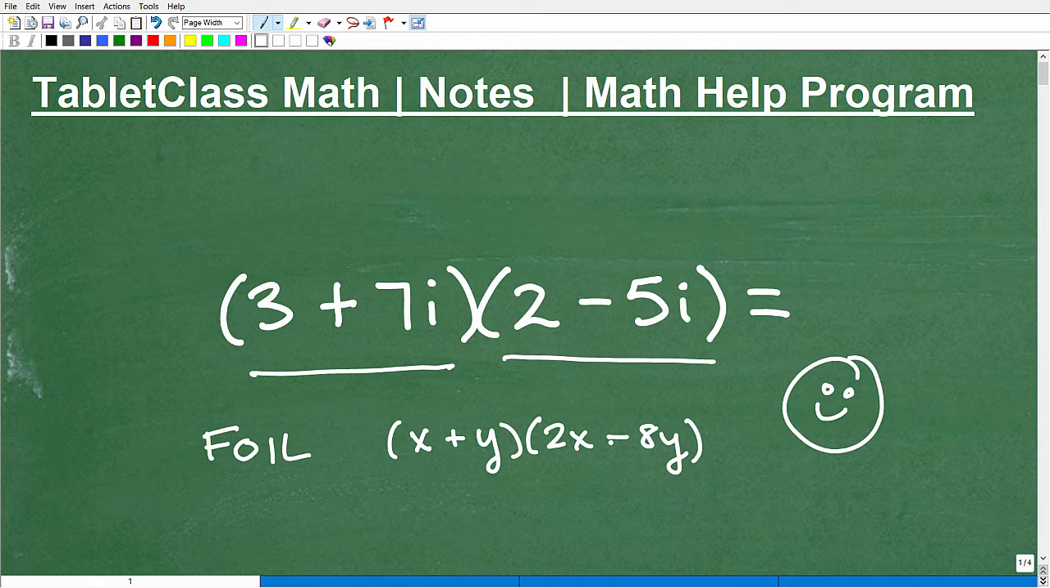But if you can't do this problem, don't worry about it, okay? Just stick with me here. You're going to learn something, and I think you're going to walk away from this video quite happy. You're like, complex numbers? Yeah, I got that, I got that.